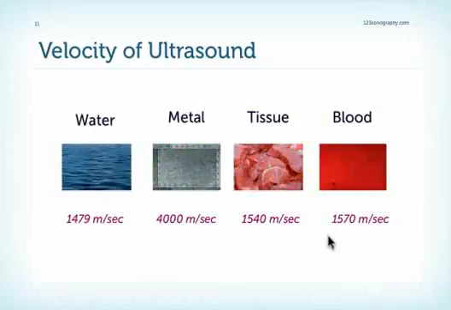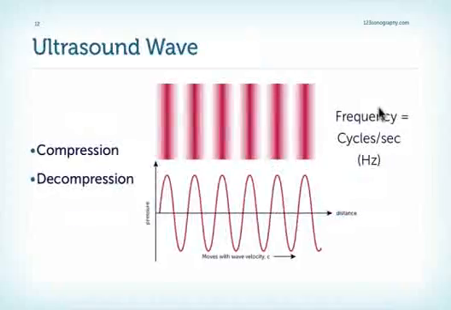In principle, the more dense the material is, the higher the velocity. Note that the velocity is quite high, for example, in metal. And also note that the velocity is quite similar for tissue and blood, both materials that we're imaging with the help of ultrasound. And the frequency is defined as the number of cycles which pass through a certain point in a certain time interval. It is calculated in cycles per second, the unit is hertz, and as you will see later, it is closely related to the velocity.